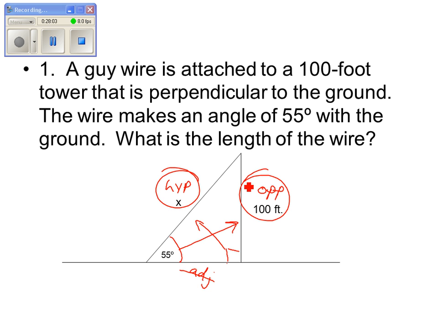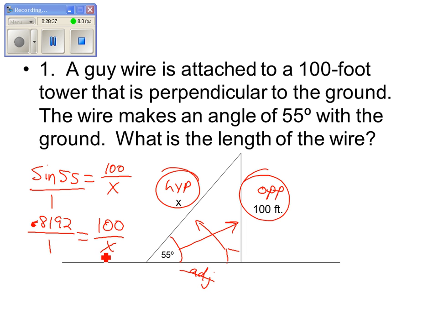So we're using hypotenuse and opposite, which is the sine. So we do the sine of our angle, which is 55, equals opposite over hypotenuse, so 100 over X. Again, put a 1 underneath this. Use your calculator to figure out what the sine of 55 is. Just hit sine 55, and it tells you that it's 0.8192 over 1 equals 100 over X.